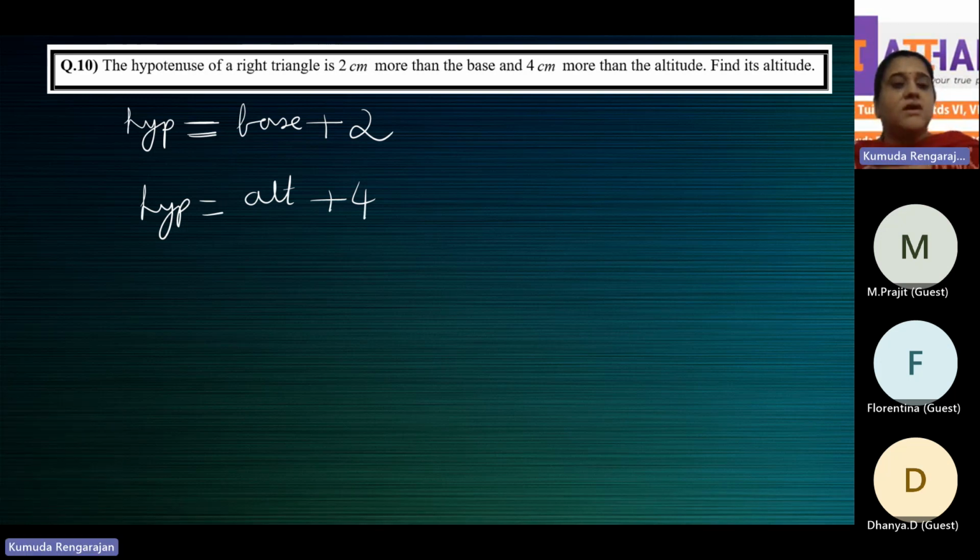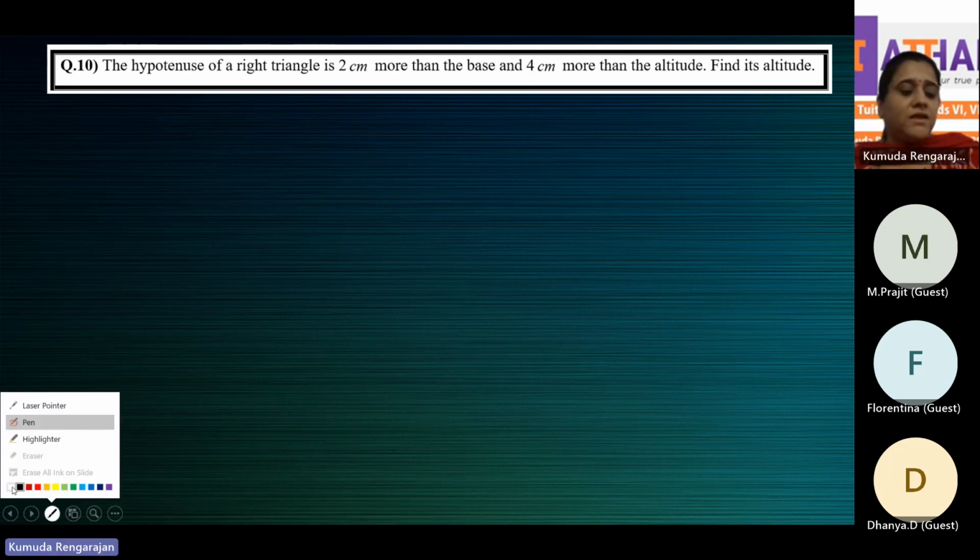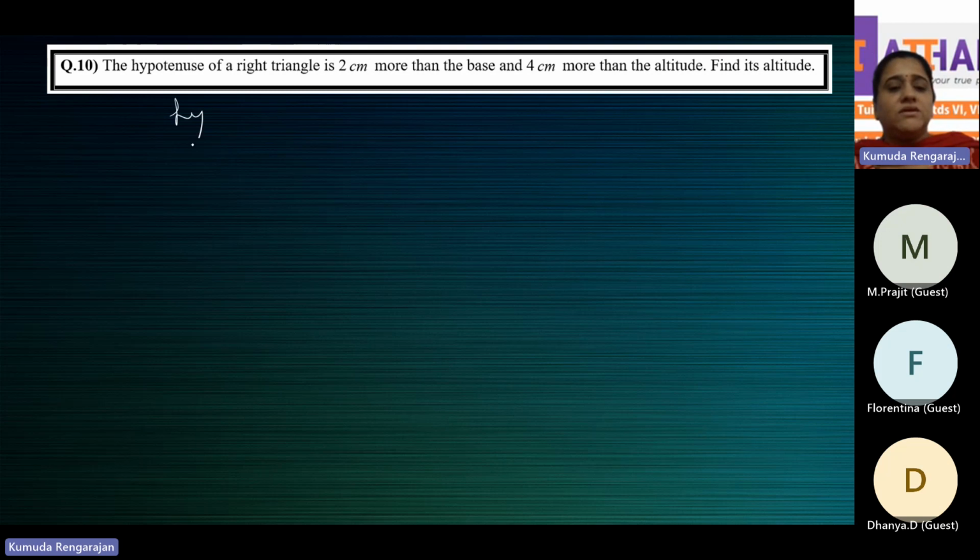That's the meaning. Hypotenuse is 2 centimeters more than the base, and hypotenuse is 4 centimeters more than the altitude. Instead of saying "again hypotenuse is," it means it's again about the hypotenuse. So we'll do it again. Hypotenuse is equal to 2 centimeters more than the base, and hypotenuse is 4 centimeters more than the altitude.